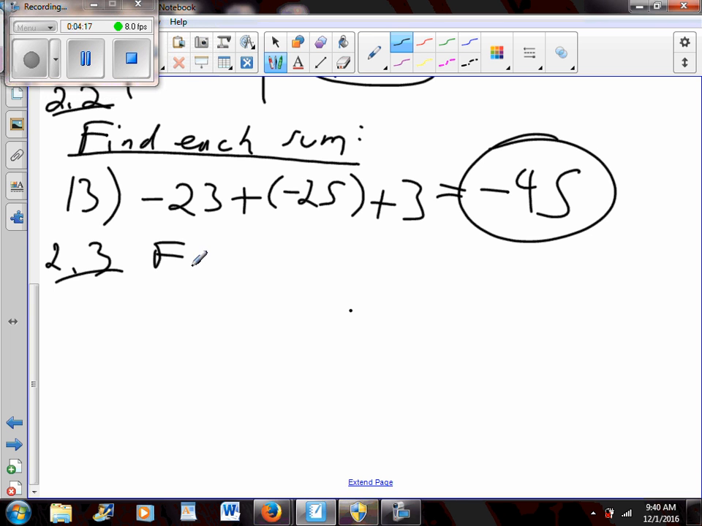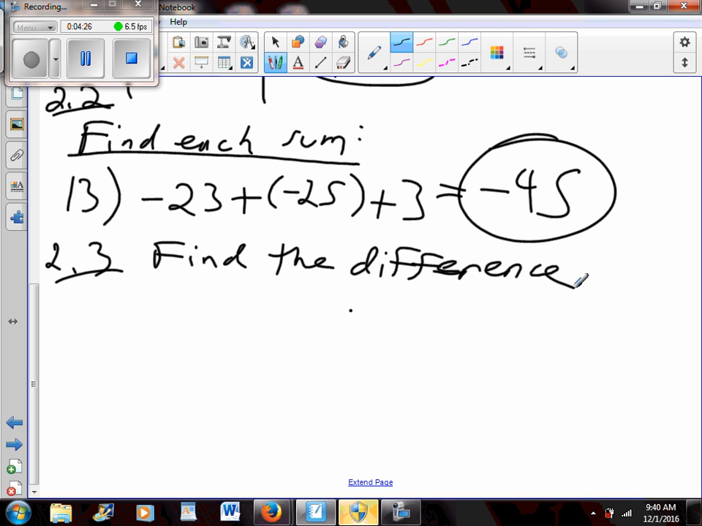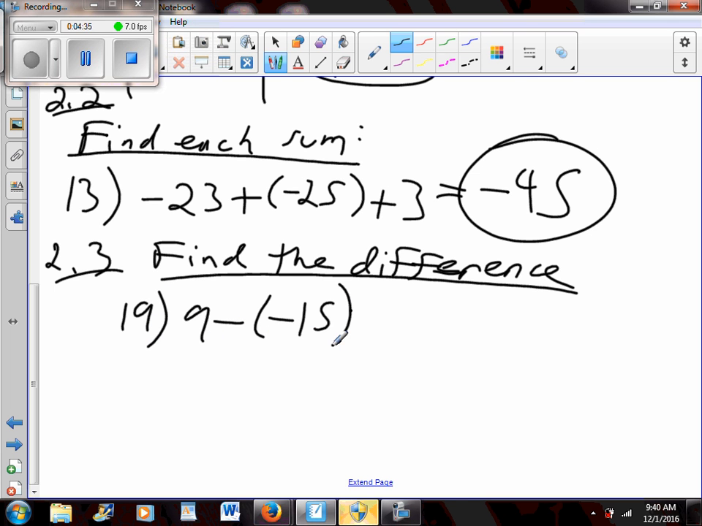And what you've got to do on these is find the difference. And I don't think this is going to cause anybody too much heartache here either, okay? Number 19. 9 minus a negative 15. You guys know enough about the rules for signs, right? What's minus a negative mean? It means a plus, doesn't it? And you know that 9 plus 15 is going to be 24, correct?